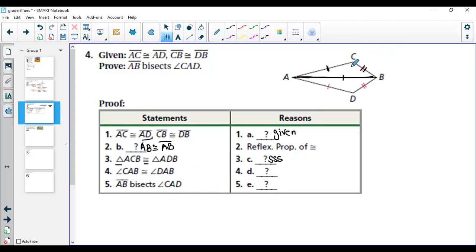Now, triangle CAB is congruent to DAB. Why? Because of CPCTC, right? Once you have proven that the two triangles are congruent, that means the remaining parts stay congruent as well. So that's why we could say CAB is congruent to DAB, right? So because of CPCTC. Now, why is AB bisecting CAD? Due to what? You could write here definition of angle bisector, because they're talking about angle, right? They said that angle A has been bisected. So definition of angle bisector.